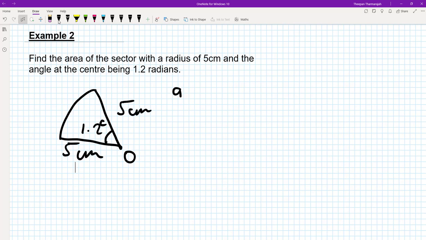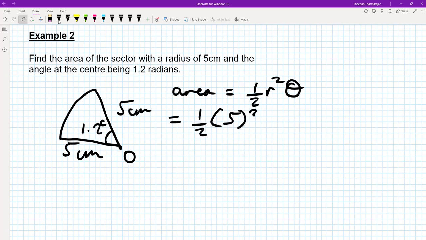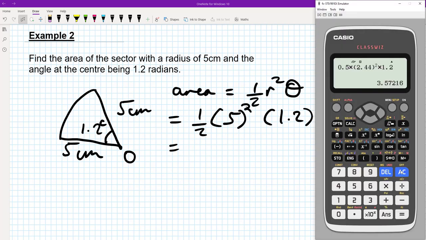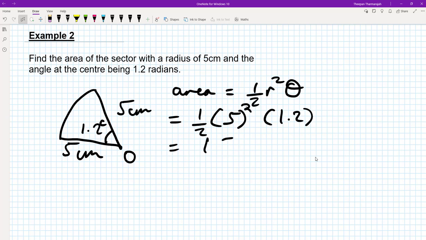So we can say that the area of a sector is a half r squared theta. So in our case, it's a half times 5 squared times 1.2. We can make the squared a bit more legible. So we can just get our calculator, type it in, 0.5 times 25 times 1.2, and we get exactly 15 centimeters squared.